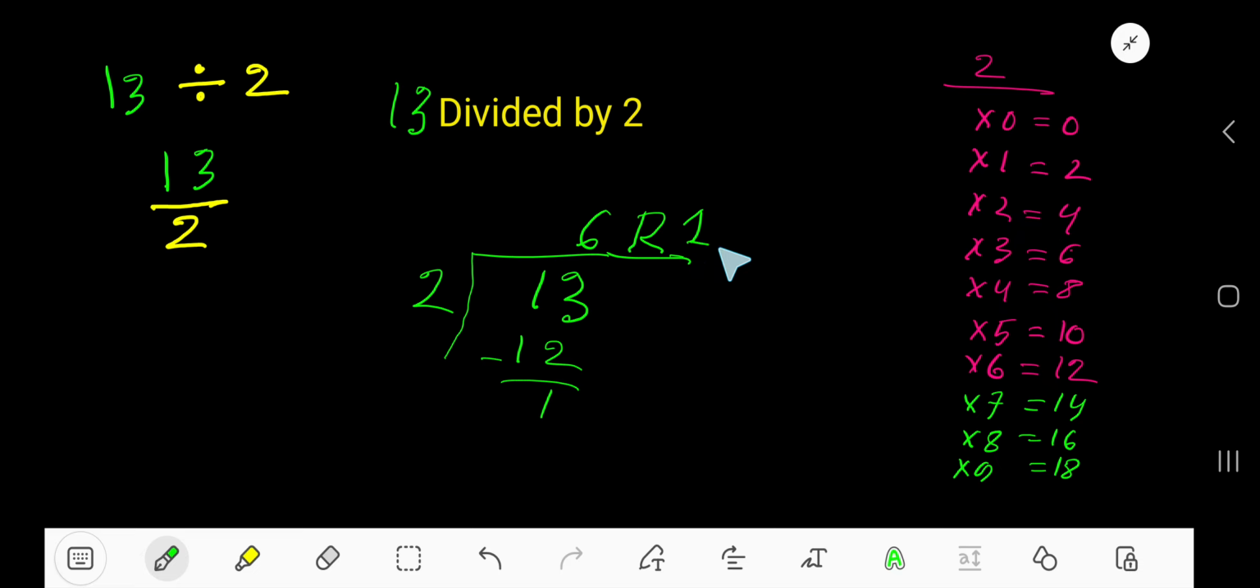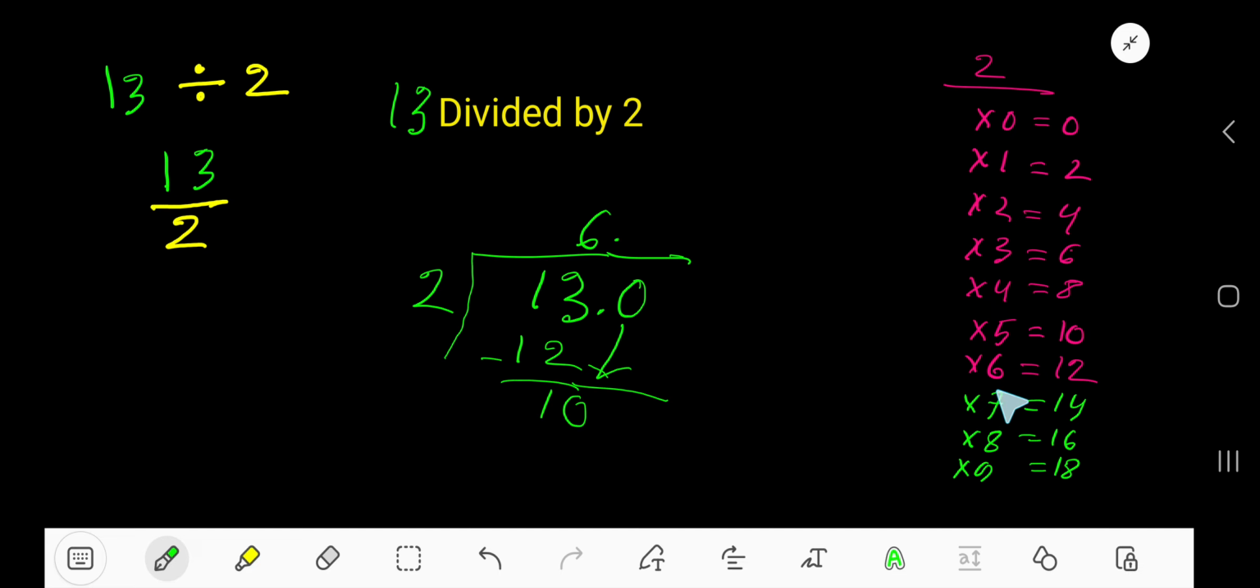Okay, the remainder is 1. This is one of the answers, but if you want to convert the answer into a decimal, take here a decimal point, then add 0, bring down the 0, so you now have 10. Before this 0 there's a decimal, and the decimal must come to the quotient directly.